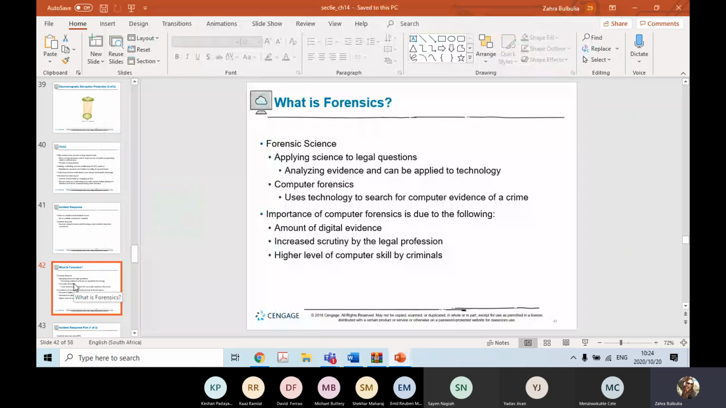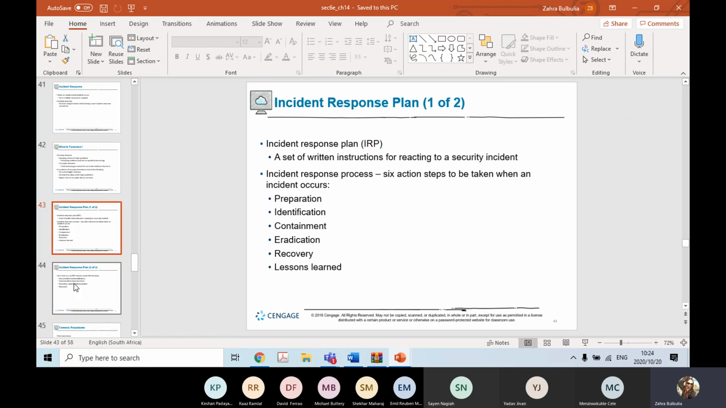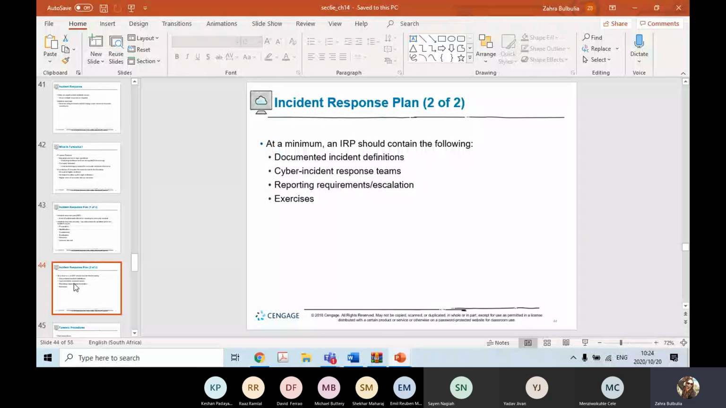So, of course, you would know that analyzing computer resources can obviously implicate people in big ways because you can find a lot of digital evidence, especially on your hard disk drives. Yeah, so of course, in terms of your incident response plans, it's a set of written instructions for reacting to a security incident. And they actually give you the 6 steps: preparation, identification, containment, eradication, recovery, and lessons learned.